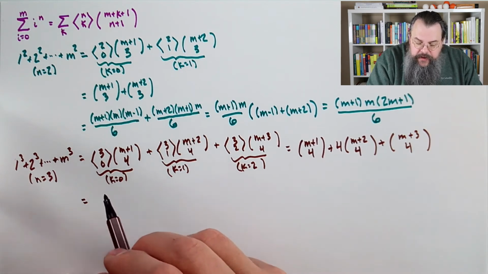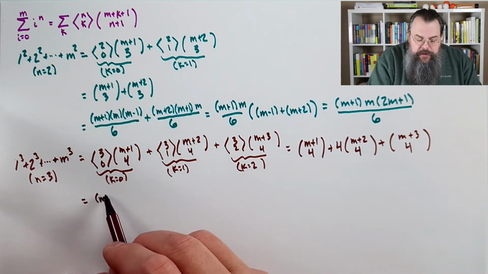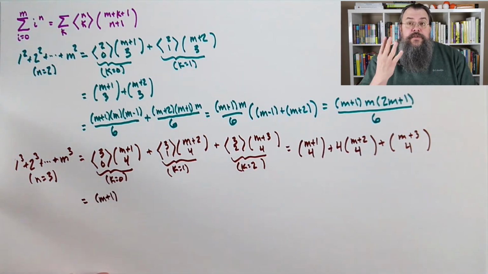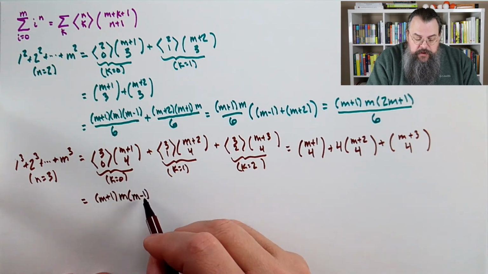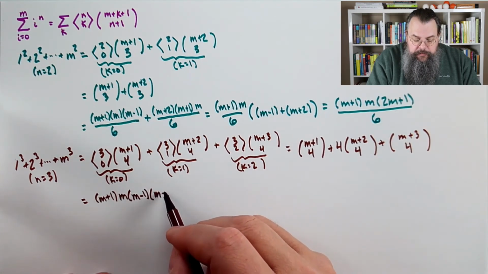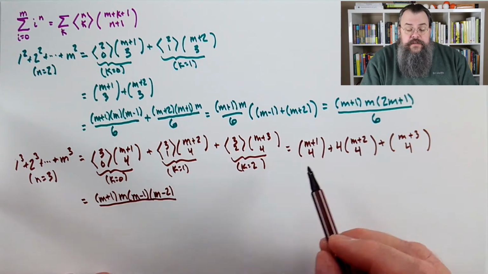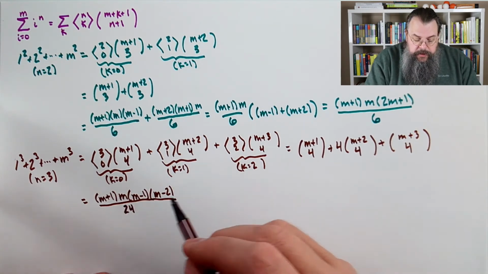So, m plus 1 choose 4. That's this upstairs. We're going to have m plus 1, and then that's where we start. We're going to have 4 terms in total. So go down by 1, m. Go down by 1 again, m minus 1. Go down by 1 more time, m minus 2. And then 4 downstairs, 4 times 3 times 2 times 1 means 24.